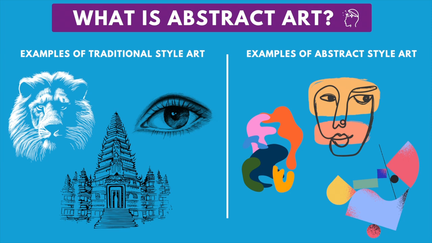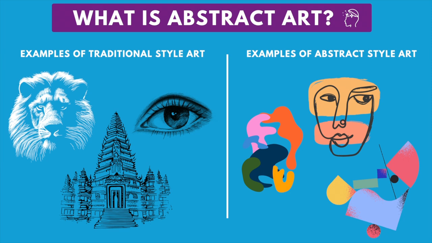Imagine looking at a painting that doesn't look like anything you've seen before. It might have lots of different colors, like red, blue, and yellow, all mixed together. It might have shapes that are round, square, or even squiggly lines. Some parts of the painting might be big and bold, while others might be small and delicate. Abstract art is all about using your imagination and feelings to understand and enjoy the artwork.